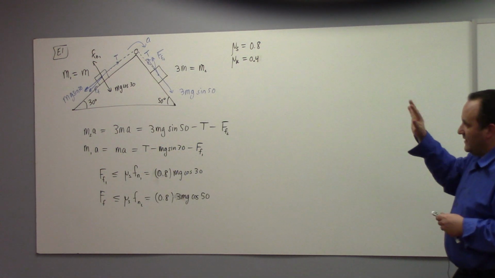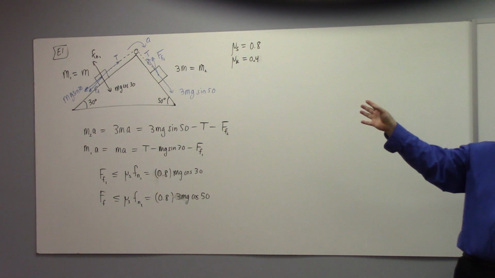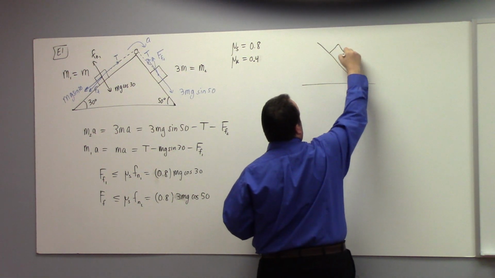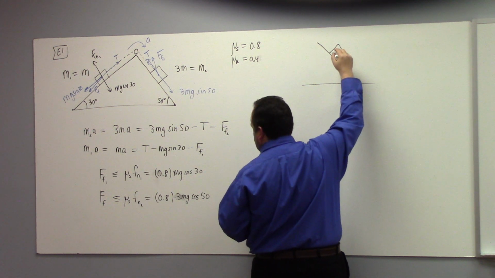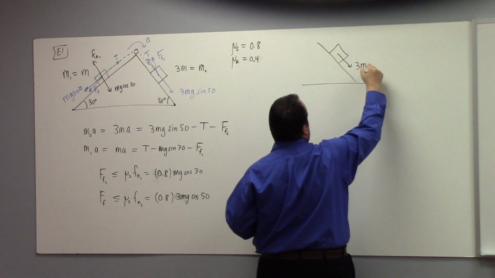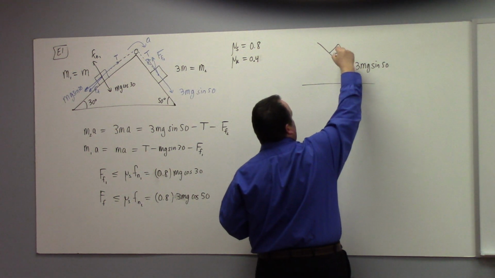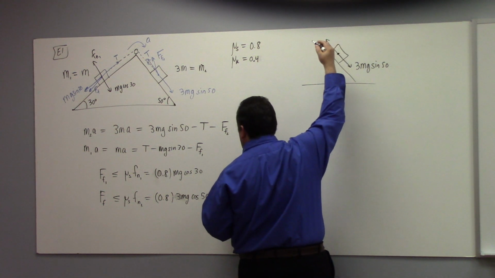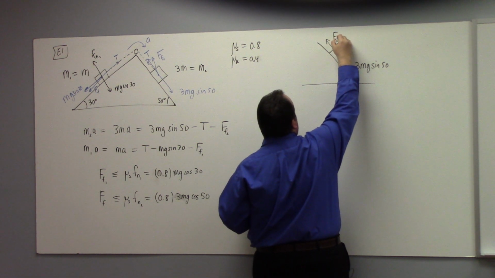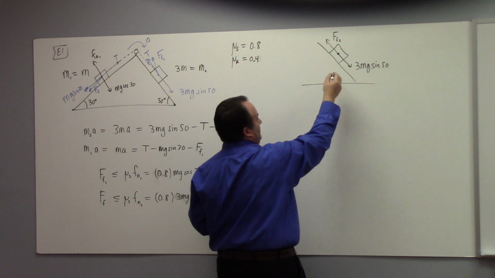So let's just focus our attention on box 2 to start with, because that's the heavier, that's the one that's just going to slide on its own volition. All right? So if you just look at box 2 on its lonesome, just sitting there, right? What's going on? You've got your 3 mg sine 50 down. And what's opposing that motion downward? Well, suppose the rope's not attached, just for a second, yeah? Then you've got the force of friction this way, yeah?